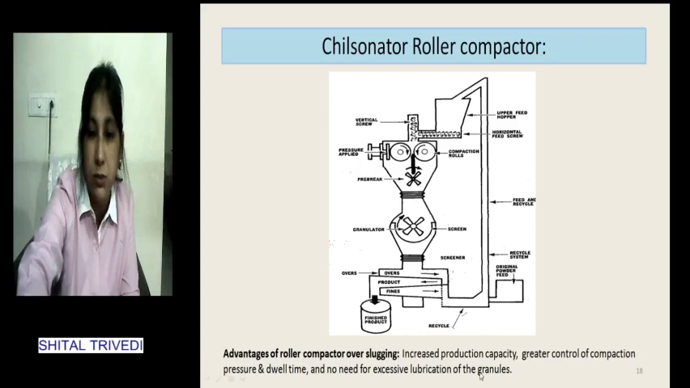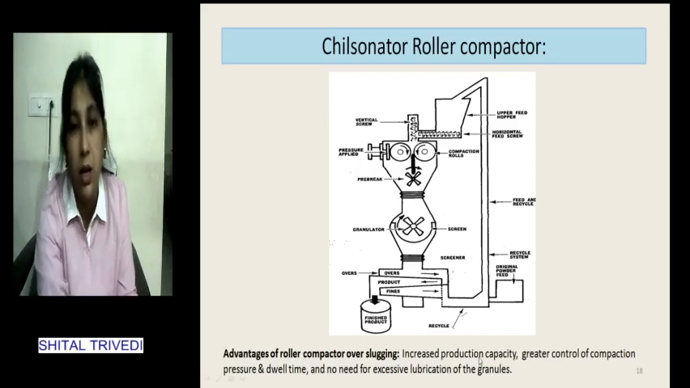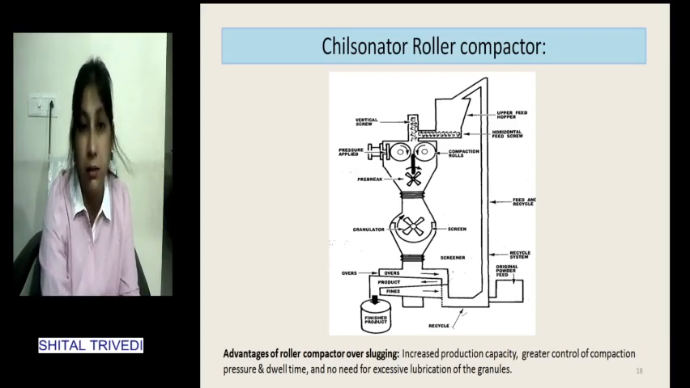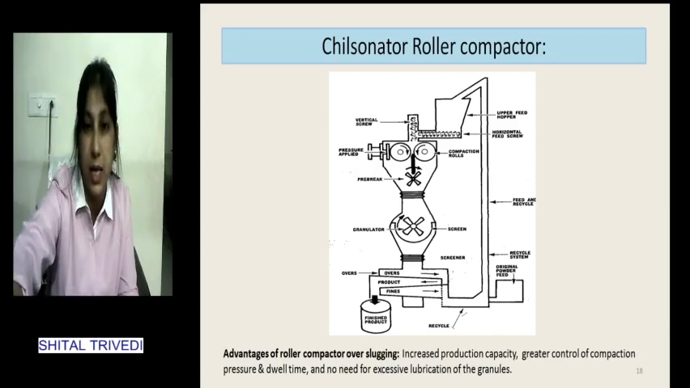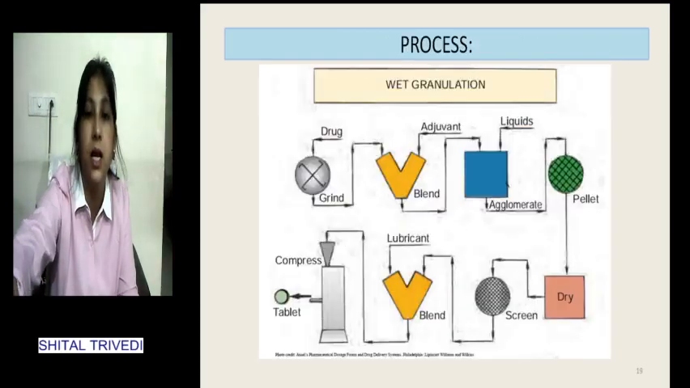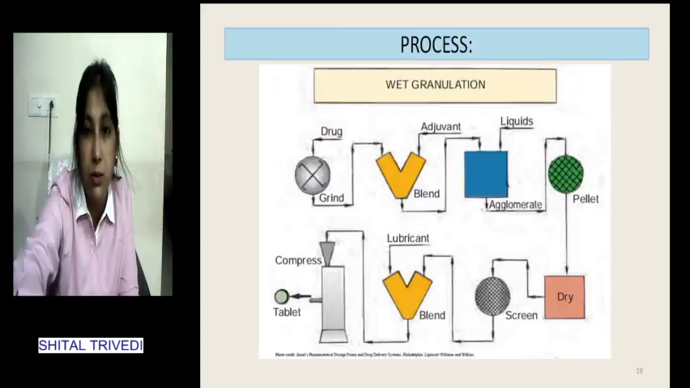So not only in terms of production capacity, these roller compactors are also easy in terms of controlling the pressure and the dwell time, and there is no need for excessive lubricants in case of the granules produced by this roller compactor. Let's talk about the wet granulation technique.